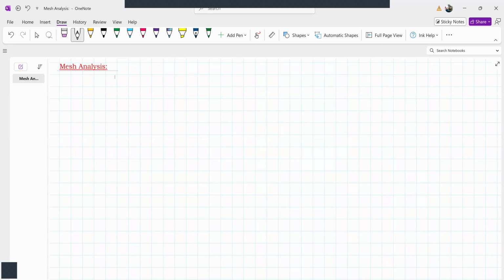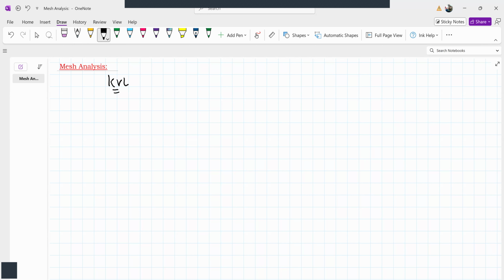Welcome. In this session, we'll talk about mesh analysis. Now we know mesh analysis is based on the idea of KVL. So in order to understand this mesh analysis in the phasor domain, let's start with an example.